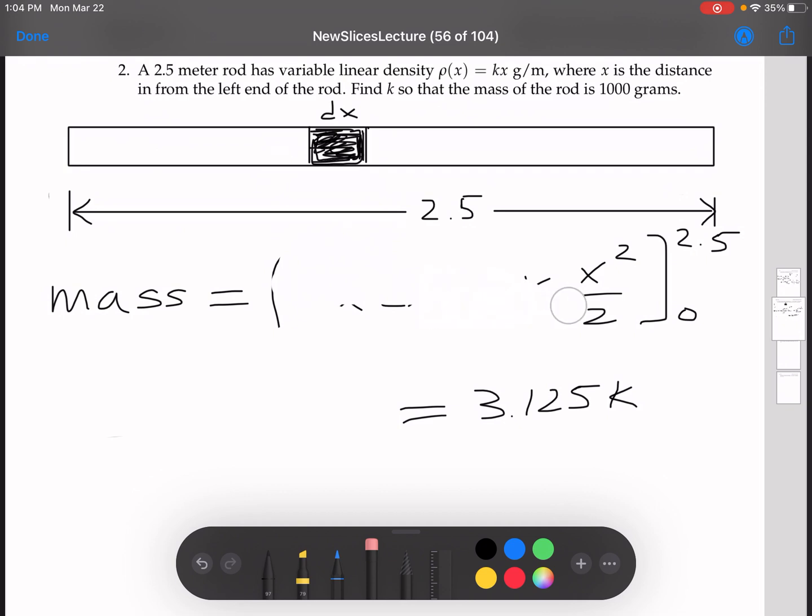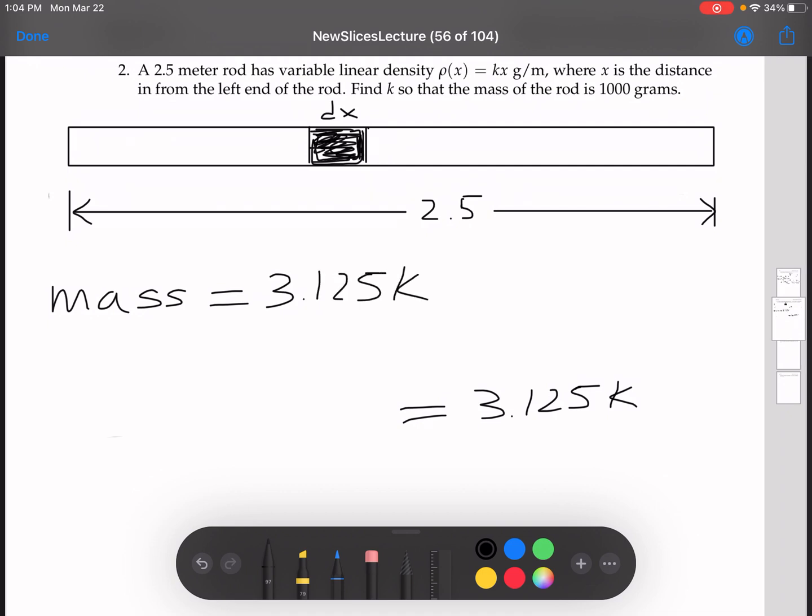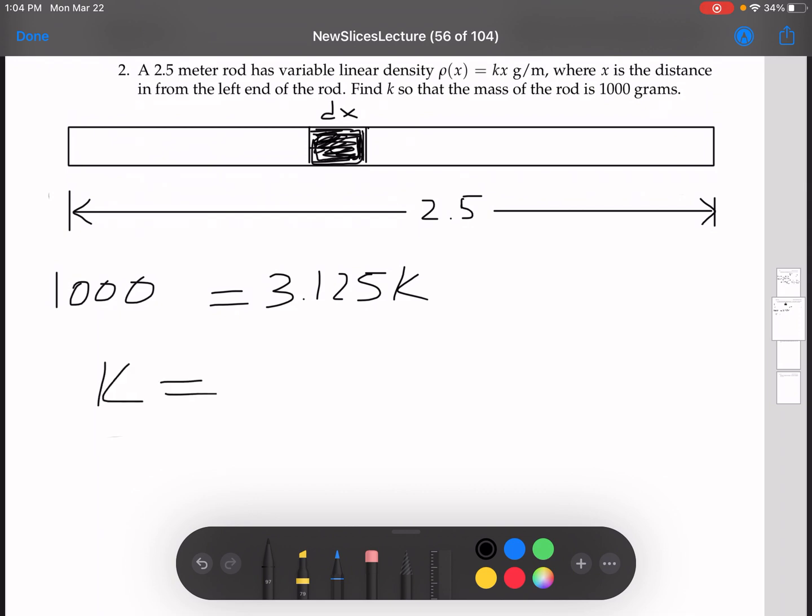So what we found now is that our mass is equal to 3.125 K. Now we also know that we're given the mass of the rod is 1,000 grams. So let's put that 1,000 in there and solve for K. Dividing both sides by 3.125, we get that K is equal to 1,000 over 3.125, which is 320. Oops, sorry about that. 320 here.